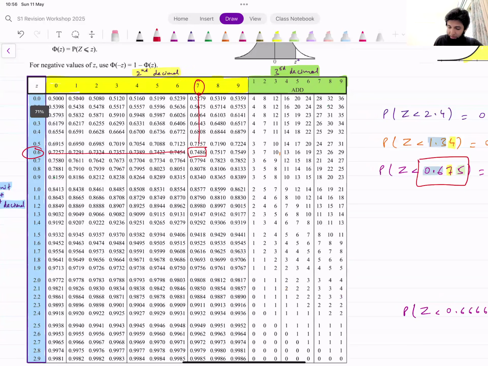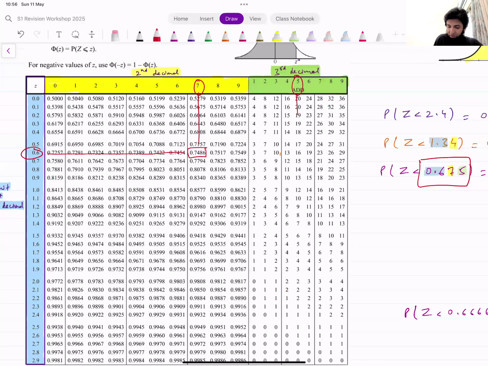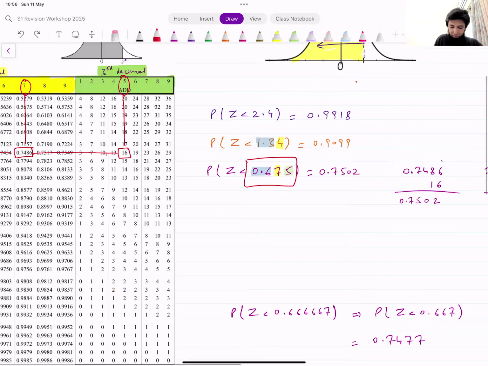You say add 16. So this says add here, right? Add means 0.7486. That's the value that you get from there. To the last 2 decimal places, add 16. And that will become 0.7502.